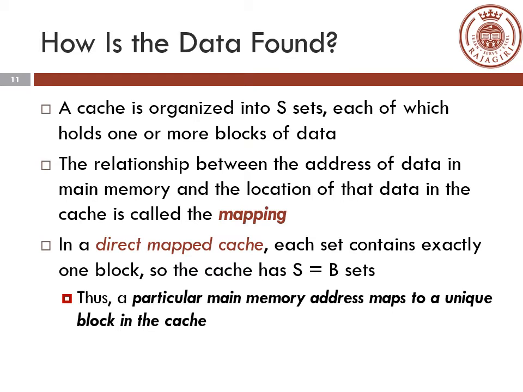The first one is the direct map cache. Inside the cache, you are going to have a number of sets. In a direct map cache, each set contains exactly one block. So inside a set there is only one block, so you can say this cache has S equal to B sets. Now in this case a particular main memory address maps to a unique block in the cache. This will be more clear when you see the direct mapped cache in the coming slides.